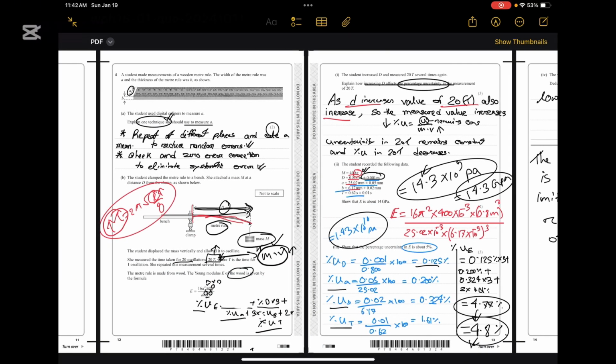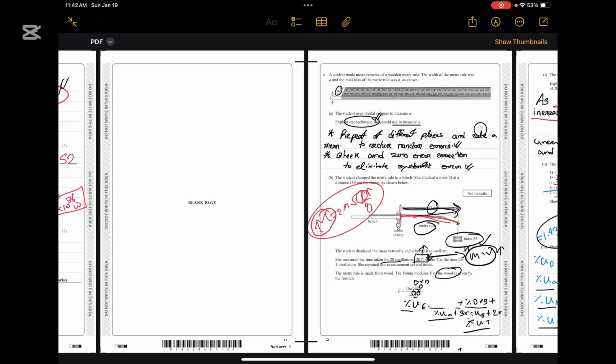So basically we have completed the whole question number 4. Now let's move on. We are done with the paper as well.